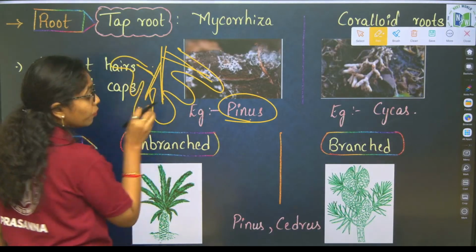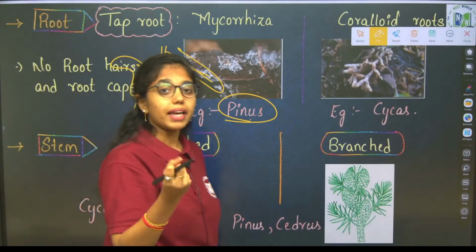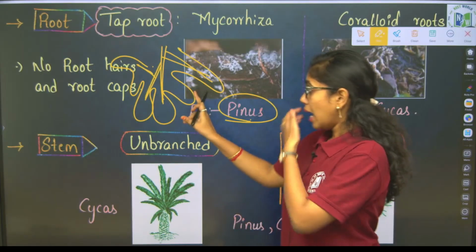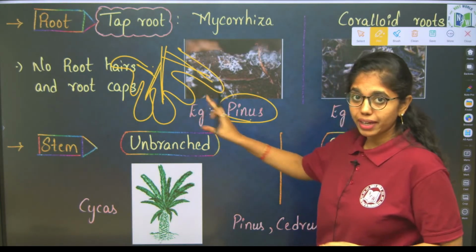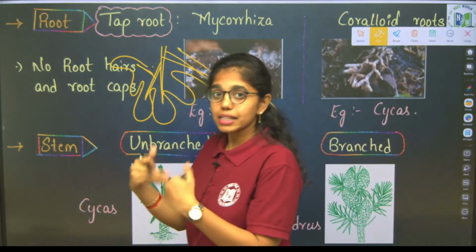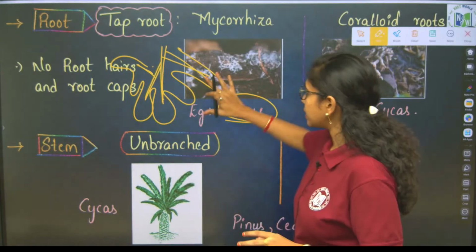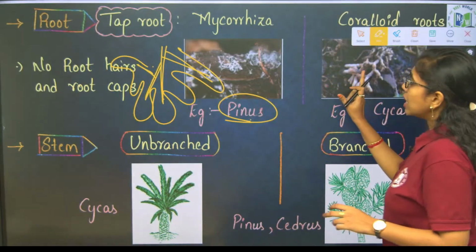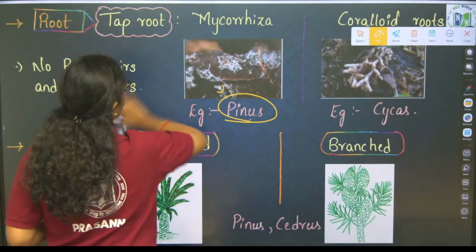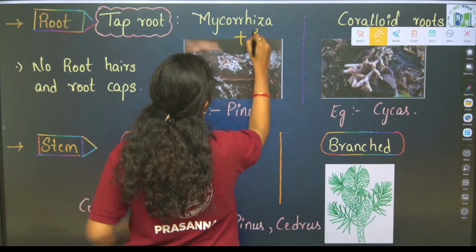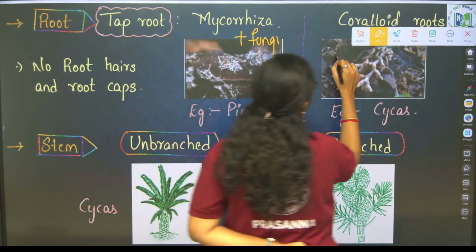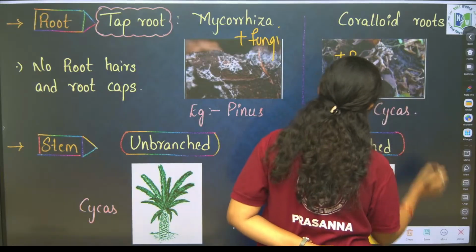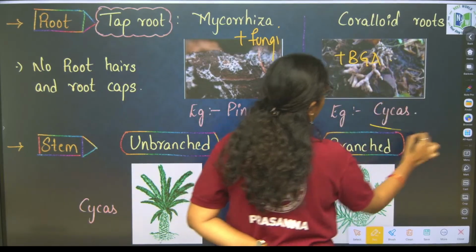This mycorrhiza will increase the surface area, thereby helping in more absorption of water and minerals from the soil. So the fungal association with the roots of Pinus increases the surface area and the absorption of water and minerals, that is the benefit of this symbiotic association in Pinus. In Cycas, the symbiotic association is with cyanobacteria or BGA. Here it is with fungi and here it is with BGA or cyanobacteria. For example, Cycas.